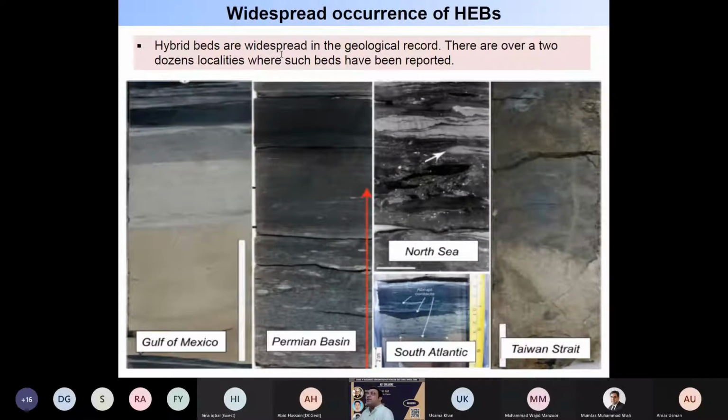So hybrid beds are widespread. They are occurring in all sorts of deep water systems. At least I know of more than two dozen deep marine systems, both modern and ancient, where these types of deposits occur. Like I have shown you some really famous examples from the Gulf of Mexico, from the Permian Basin, from the North Sea, South Atlantic, and Taiwan Strait. The phenomenon is really widespread.